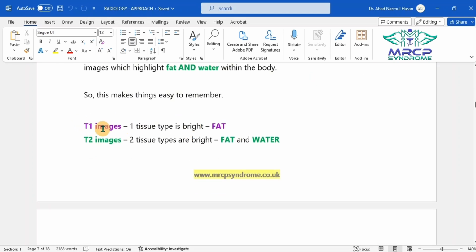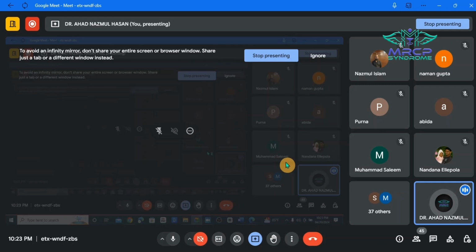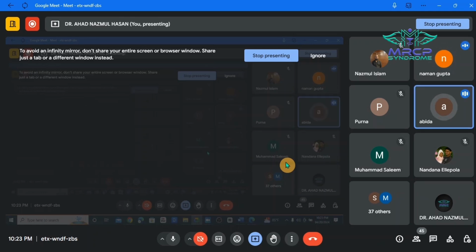So in case of T1 image, one tissue type is bright, the fat components, and in T2, 2 tissue types are bright, both fat as well as the water, that is the CSF. So in case of T1, which component would be bright? Fat. Yes, the fat components would be bright. And what should be the water or CSF in T1? Dark. Yes, it should be dark. And in case of T2, which components are bright? Both fat and CSF will be bright. Yes, very good. So both fat and CSF would be bright.